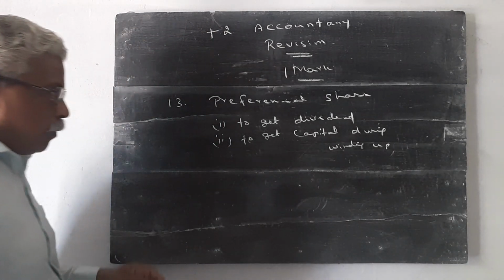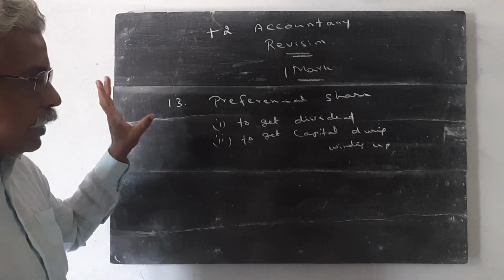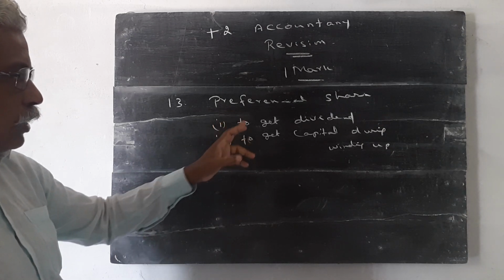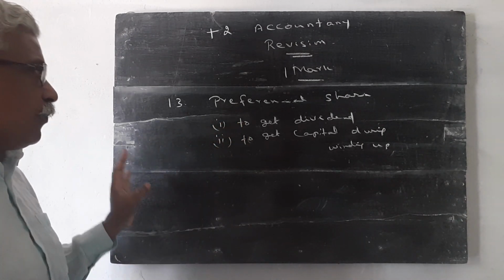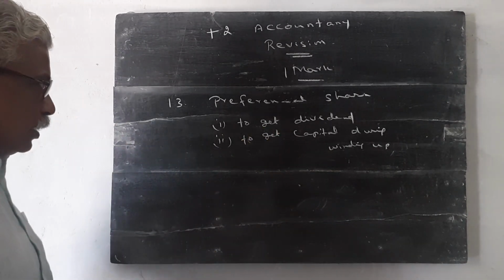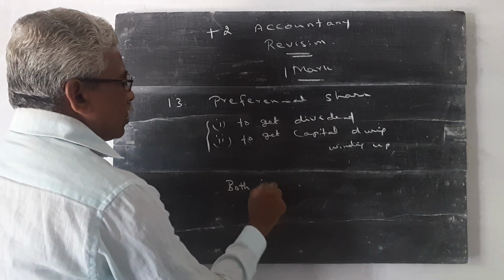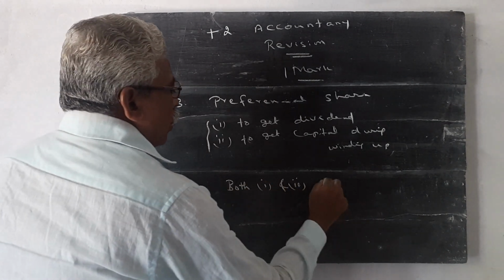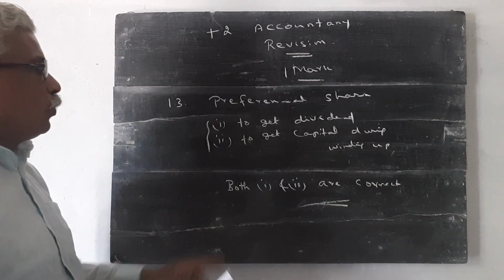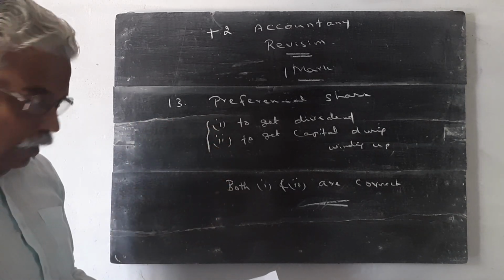Here, 4 answers are given. Out of 4 answers, which one is the correct answer? Statement 1: preferential shares have the preferential right to get the dividend first. Statement 2: the preferential shareholders get the capital amount during the winding up period. These 2 answers are correct. So the answer is both 1 and 2 are correct. Out of 4 options, this option is correct. Then question number 14.